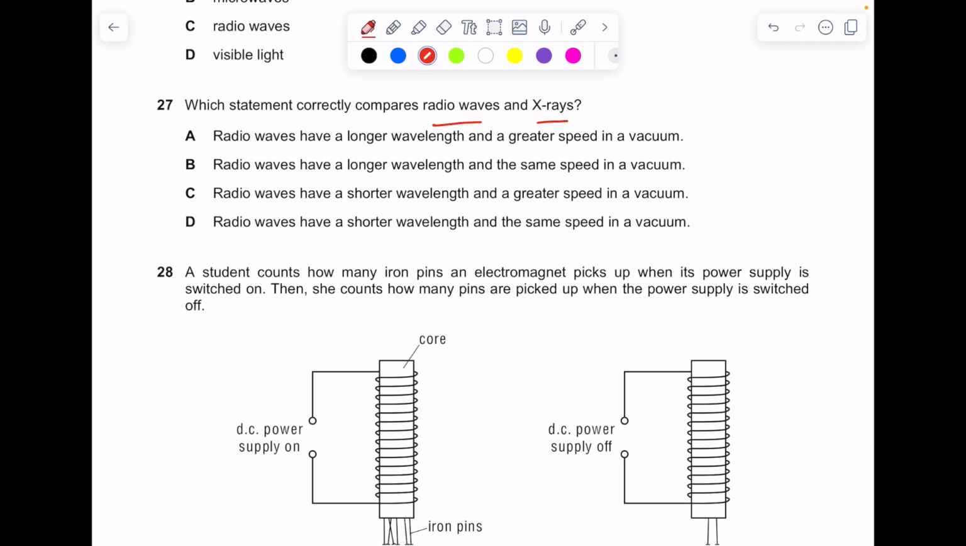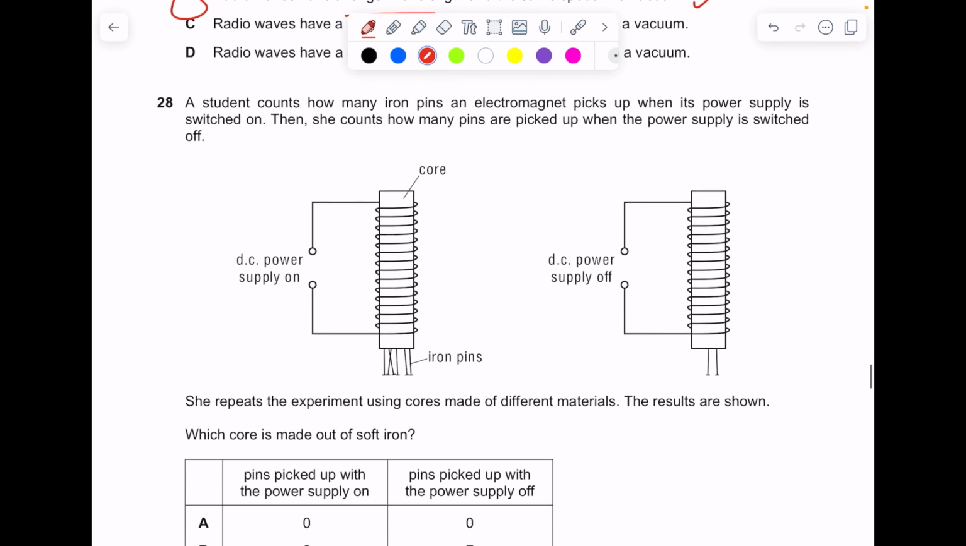Which statement correctly compares radio waves and X-rays? Radio waves have a longer wavelength. That's true. No, they travel at the same speed, so that's false. Radio waves have a longer wavelength and travel at the same speed. Correct. 27B. A student counts how many iron pins an electromagnet picks up when its power supply is switched on.